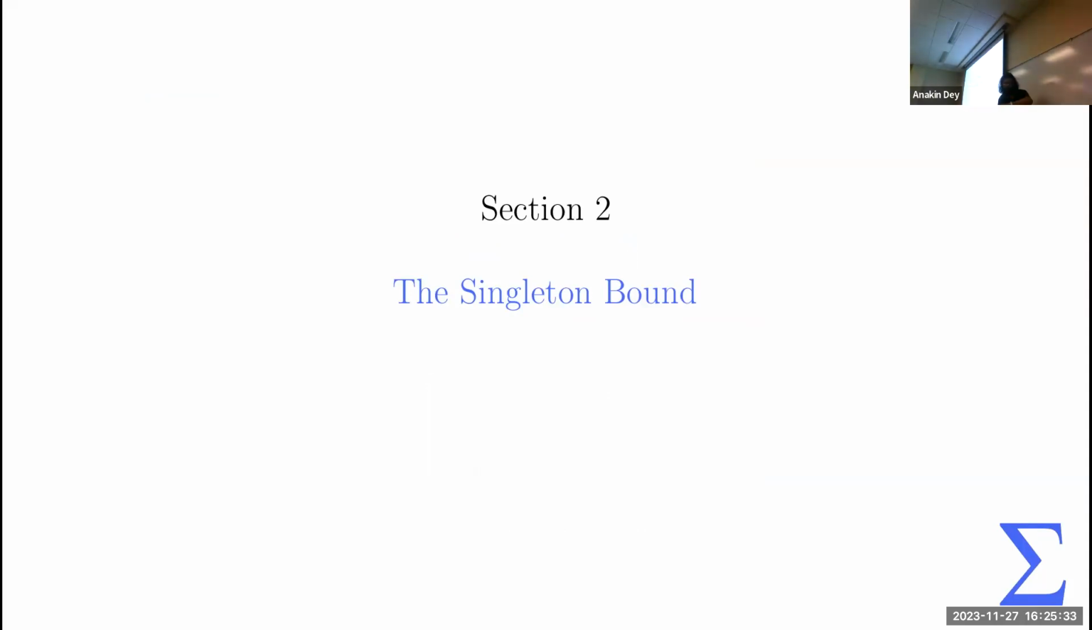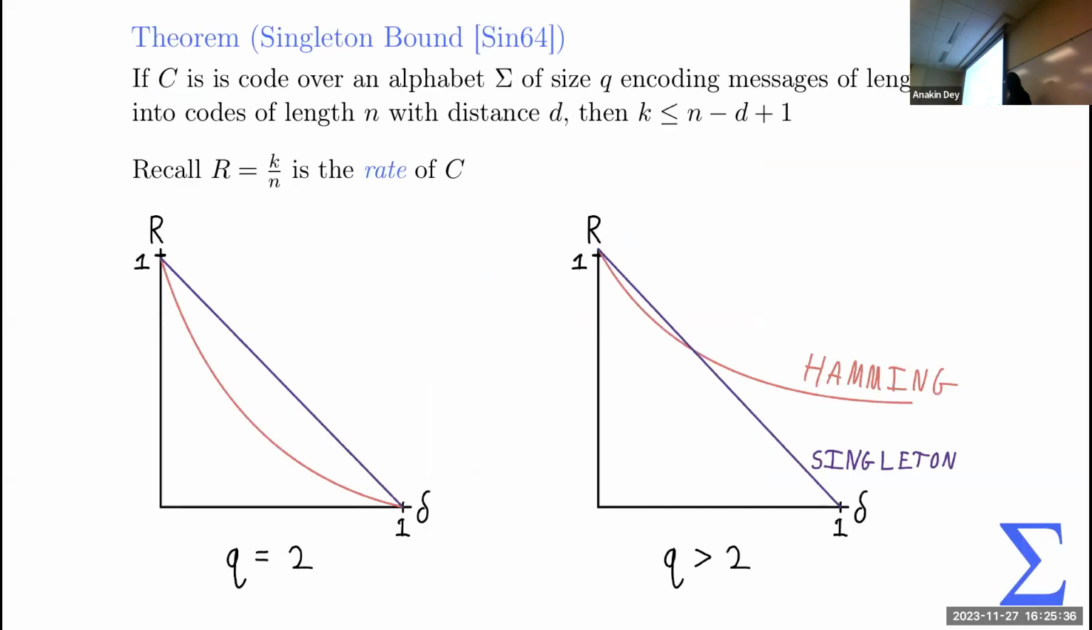So next I want to talk about what's called the singleton bound. The singleton bound is: if you have a code over an alphabet of size q, so we were working over finite fields of size q, encoding messages of length k into codes of length n with distance d, then this is a relation that must hold when you are looking at codes.